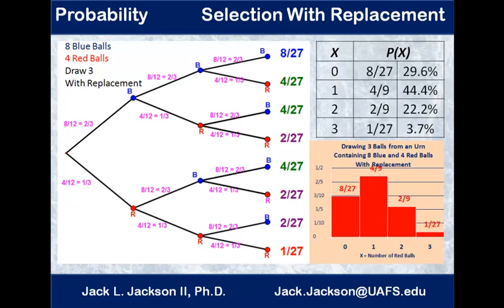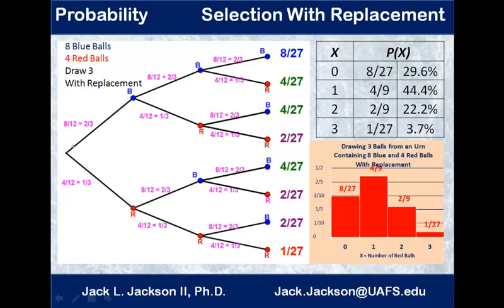Okay, notice that these probabilities are not changing when we do it with replacement. And also notice there are multiple paths that lead you to the same x value. So we're adding these up. And that's also looking at what these probabilities are.